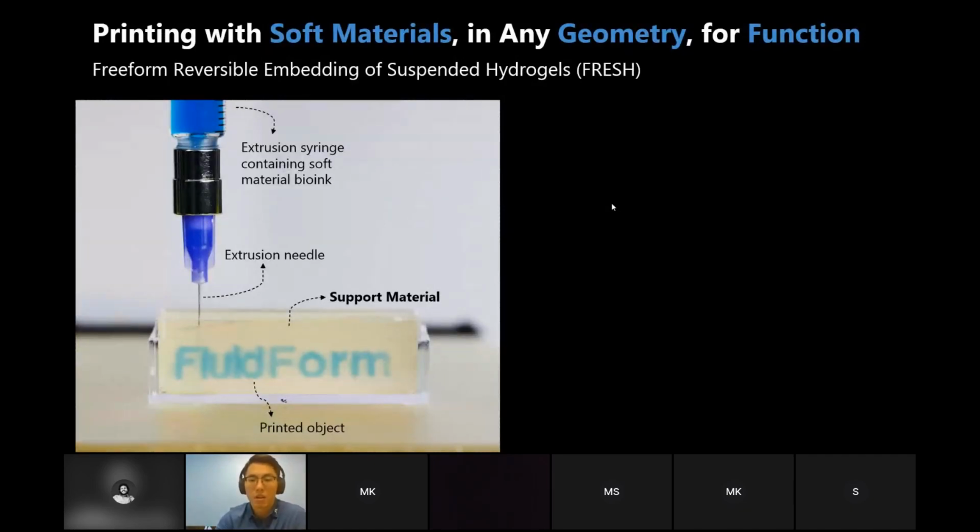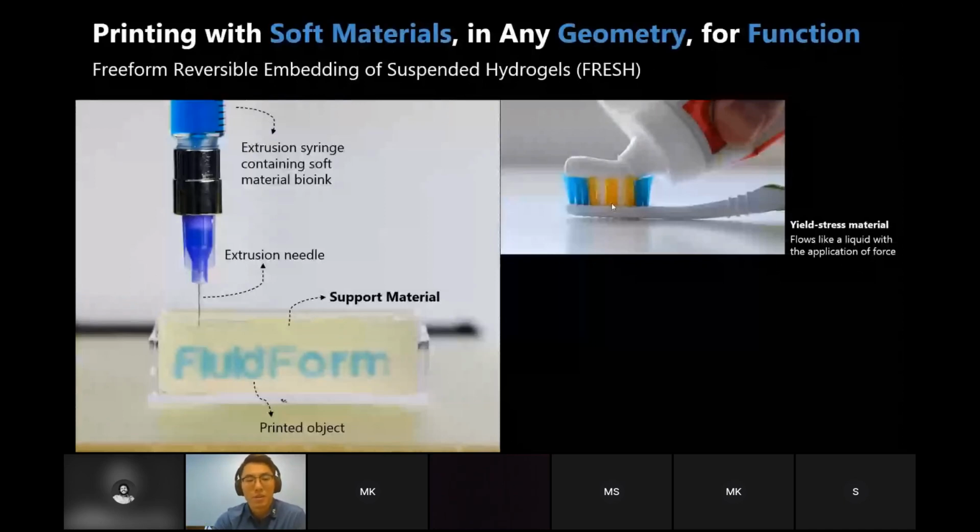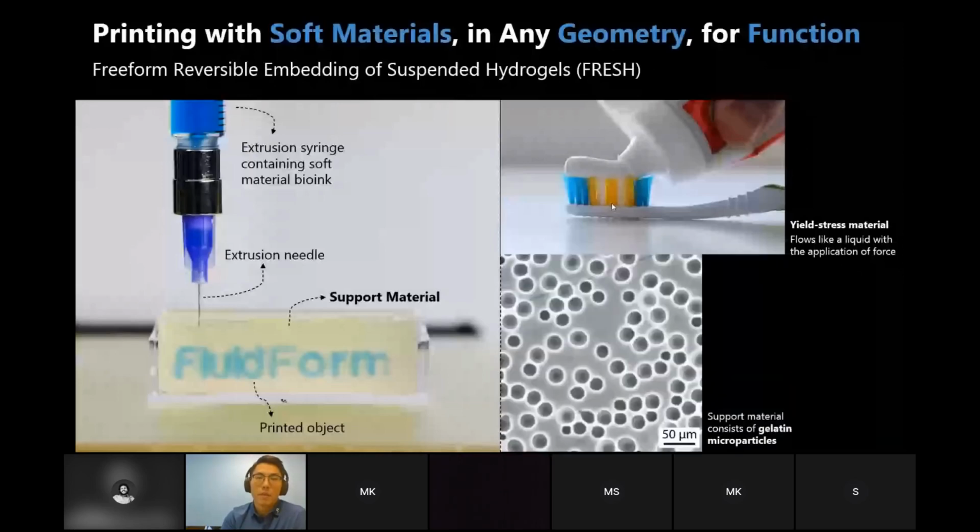And the support material is really where the magic happens, right? It has a unique property. It is a yield stress material, meaning that it will flow like a liquid with application of a force. This is very similar to how peanut butter or toothpaste works. In this case, you can push the toothpaste out of the tube onto your toothbrush, lay it down, and when you flip it around, it'll actually stay there because you're not applying sufficient force to allow it to flow. And this is made possible because our support material is made of small gelatin microparticles that together contribute to this yield stress behavior as a slurry.